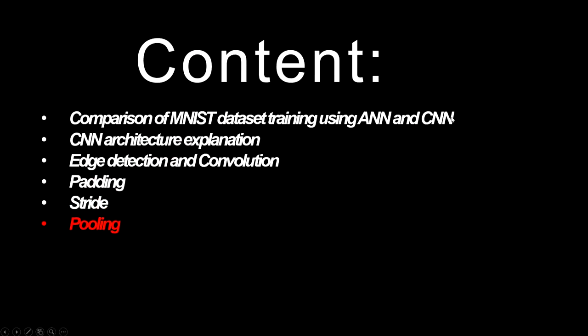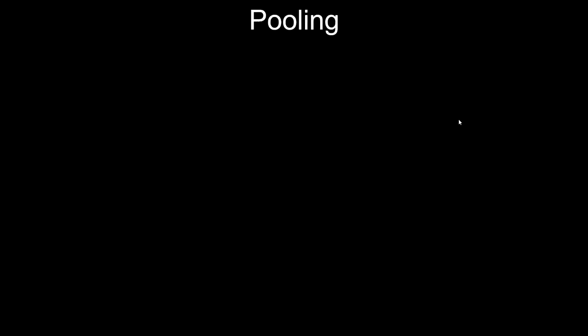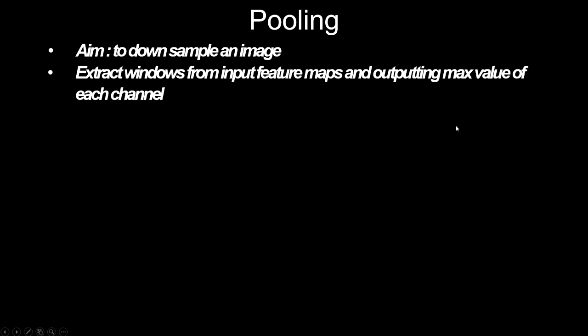So the next part, which is the final part, is the pooling concept. Pooling is one of the simple ideas that is used in order to reduce the dimension. The aim of pooling is the same as the stride, which is to reduce dimension in almost the same way, by reducing it to half the dimension. In the pooling process, you extract windows from the input features and then output the max value of each channel. So what is the meaning of this statement?